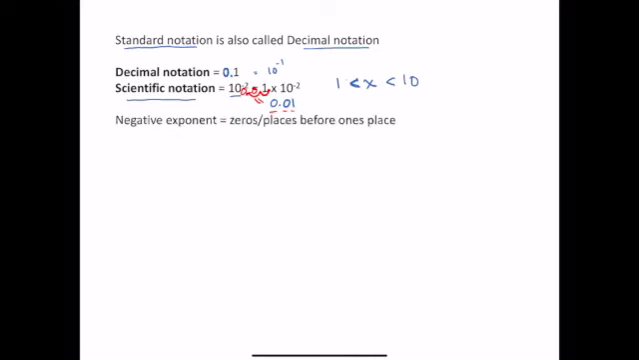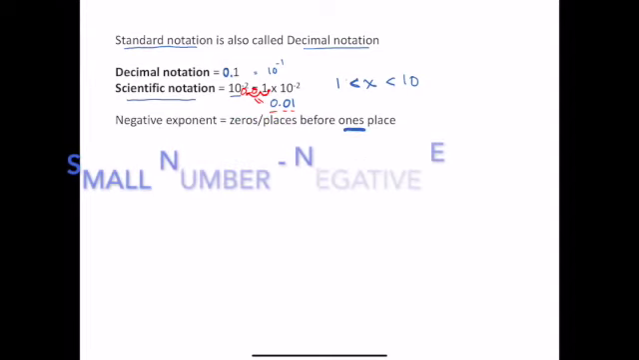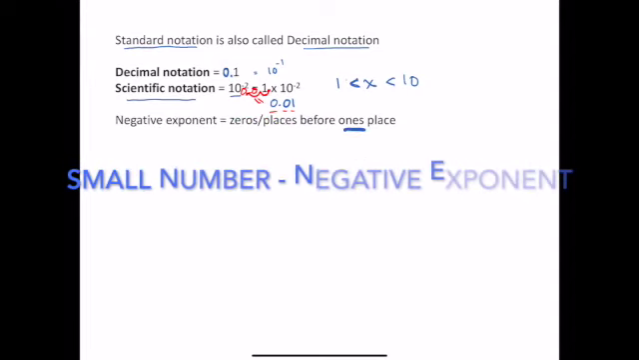But when you have a negative exponent, those are zeros or places before the ones place. And the negative exponent does not mean it's a negative number. It just means it's a very small number. Usually there's a bunch of zeros, and that's a very small number. It's fractional. It's between 0 and 1. It's less than 1, but more than 0. It's in that fraction decimal area.